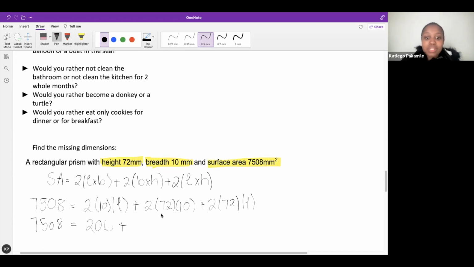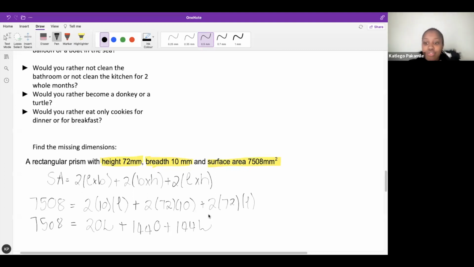Plus, what's 2 times 72 times 10? Thank you. 1440 plus 2 times 72 is how much? 144 times length. Now we have to solve for L.